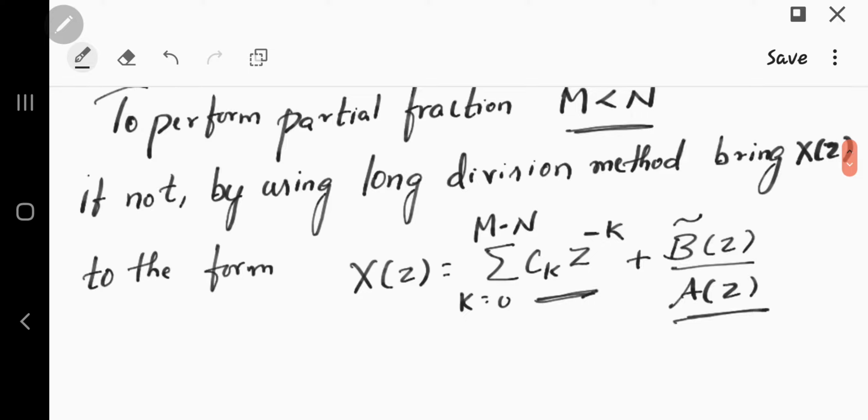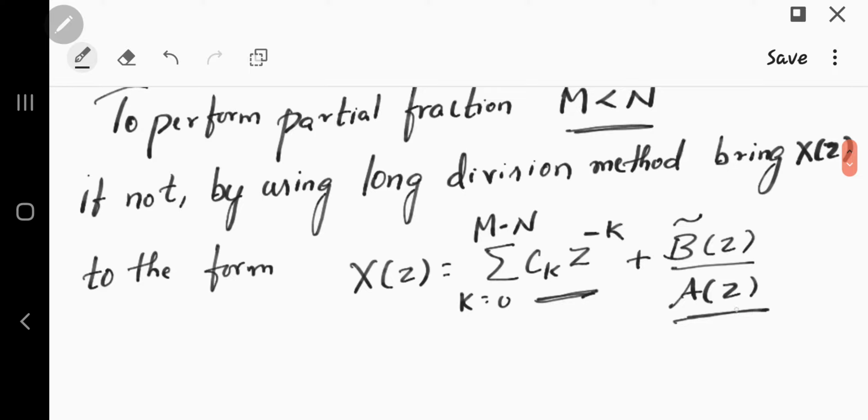Now whatever you get as a quotient while using the long division method, you will divide b of z by a of z, and in that process whatever you get as a remainder, that will be b bar z, and what you get as quotient, that will be c k z to the power of minus k. Understood? Using those quotient and remainder, we are going to express x of z into this form.